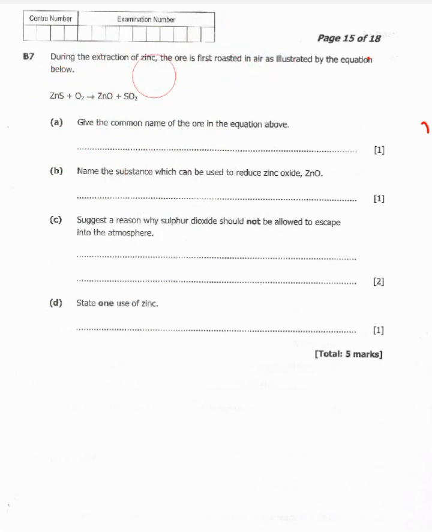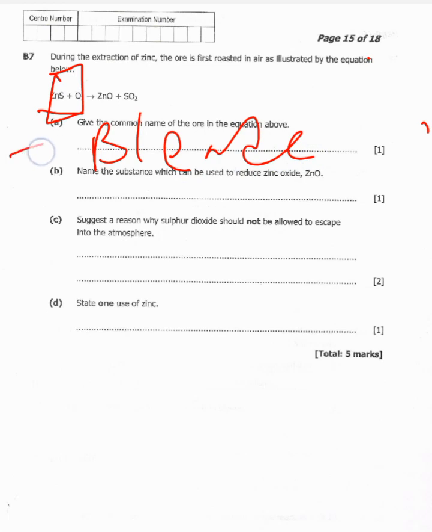So the first question is saying give a common name of the ore in the equation above. We have talked about two ores, but we are basically interested to know the name of the ore which is present in this case. So we have said give a common name. Remember I said the common name for zinc sulfide is called zinc blende. So zinc blende is going to be our answer. That is the common name that we need to put here.